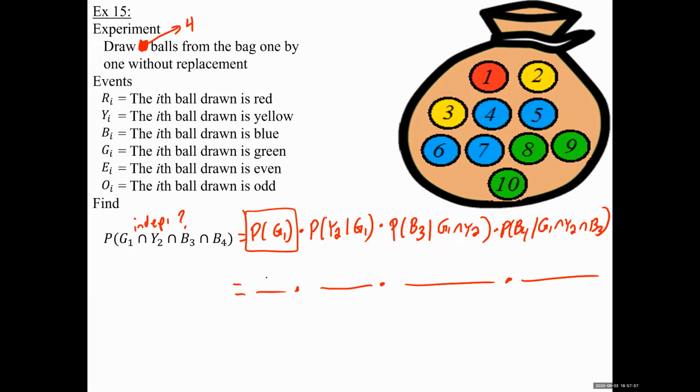3/10. Yeah. For that first probability, we're about to do our first draw. What does the bag look like? Entire bag. And then you start counting. 3 green, 10 total. Okay.